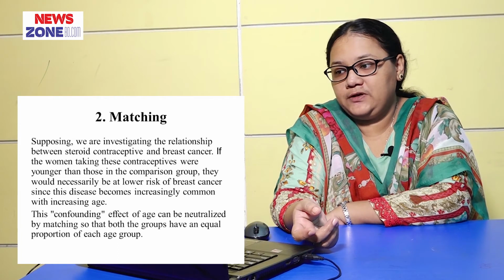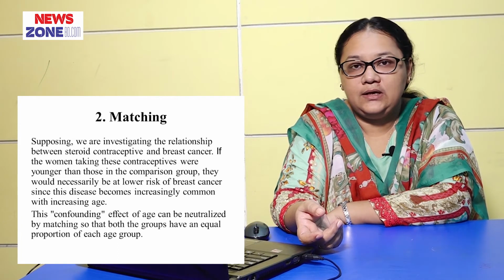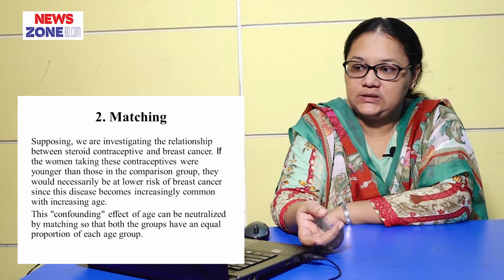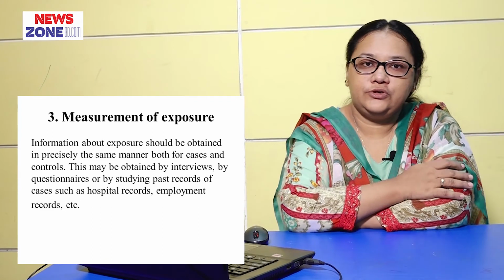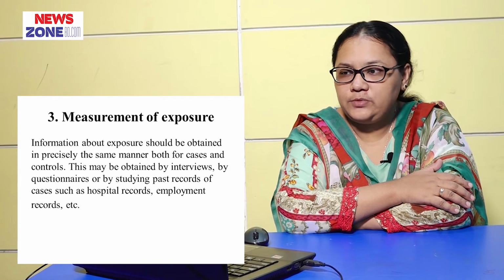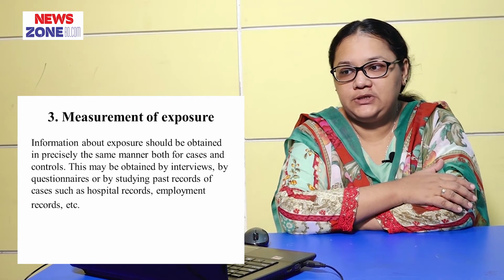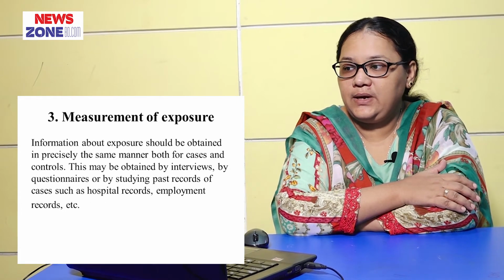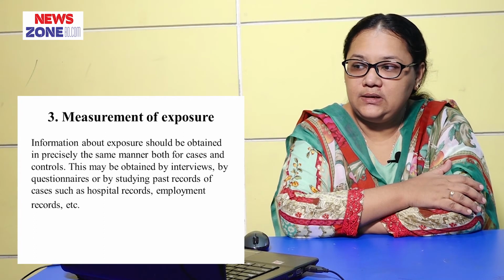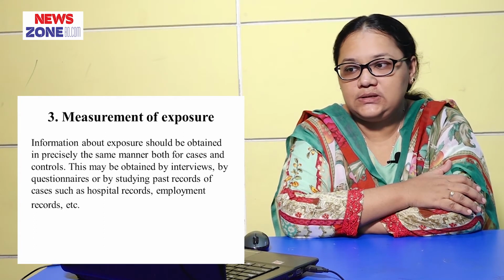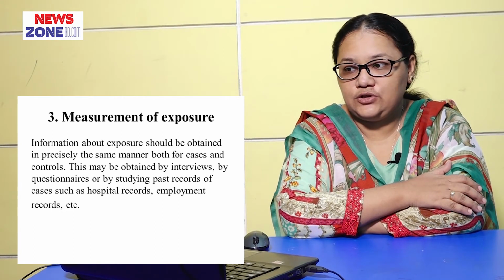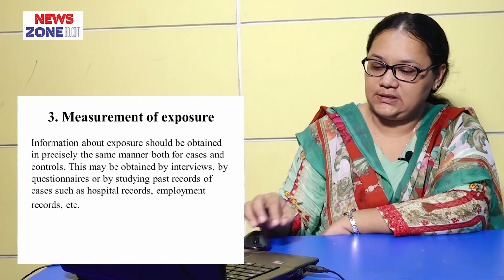This confounding effect of age can be neutralized by matching, so that both the groups have an equal proportion of each age group. Then we go for the third step, that is measurement of exposure. Information about exposure should be obtained in precisely the same manner both for cases and controls. This may be obtained by interviews, by questionnaires, or by studying past records of cases such as hospital records, employment records, etc.